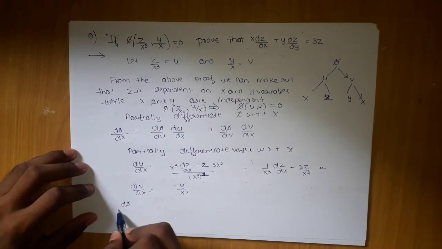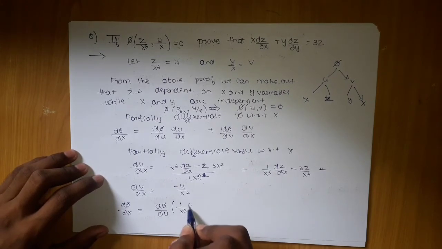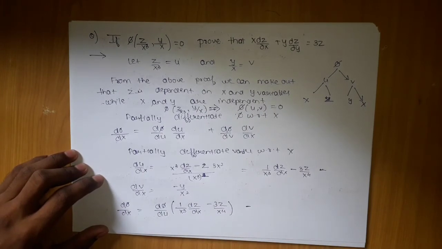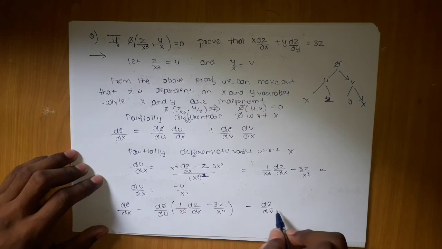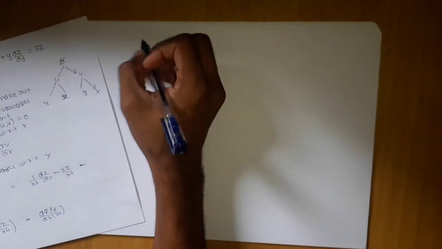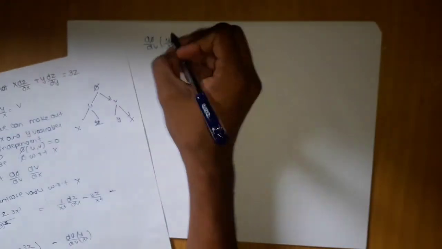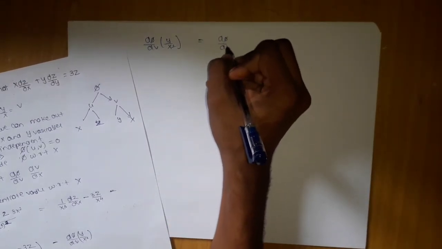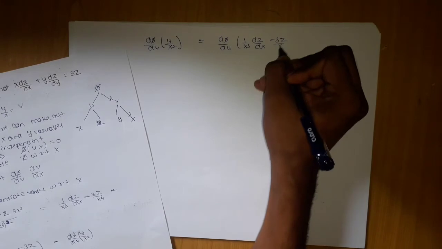Now let's substitute. Dou phi by dou x will be dou phi by dou u into 1 by x cube dou z by dou x minus 3z by x raised to 4, minus dou phi by dou v into y by x square. How did the minus come? Because dou v by dou x is minus y by x square. Now I shift this term because of the minus sign, so I get dou phi by dou v into y by x square. I put this value equal to 0 since it is an implicit function, and I have told you the reason for putting it equal to 0. 1 by x cube dou z by dou x minus 3z by x raised to 4.